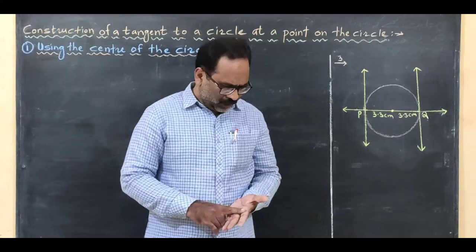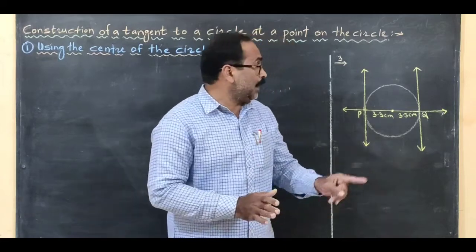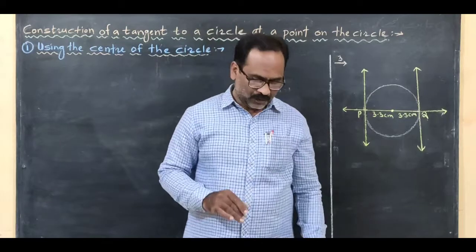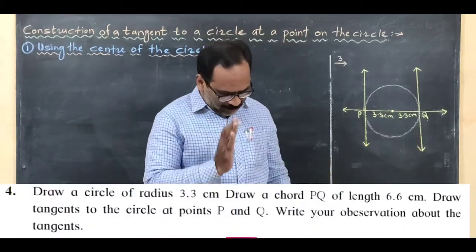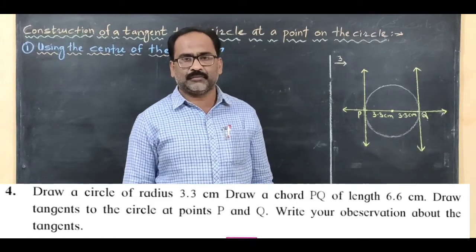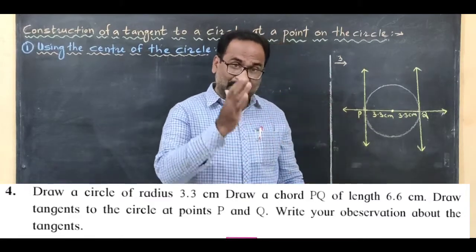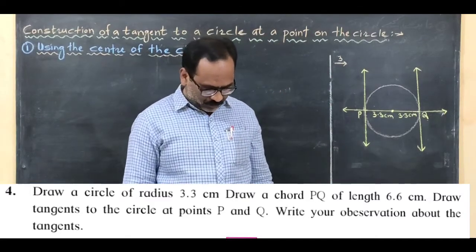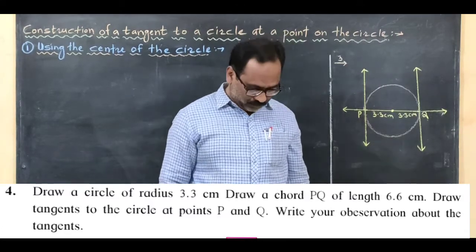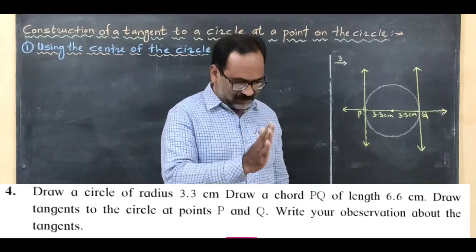This question is question number 4 of practice set 4.2 and our question number 3. You must remember this. Question is, draw a circle of radius 3.3 centimeter. Draw a chord PQ of length 6.6 centimeter. Draw tangent to the circle at point P and Q. Write your observation about the tangents.